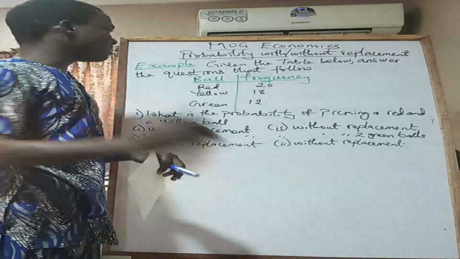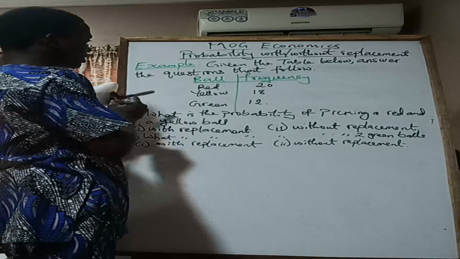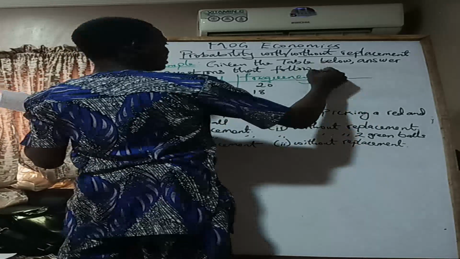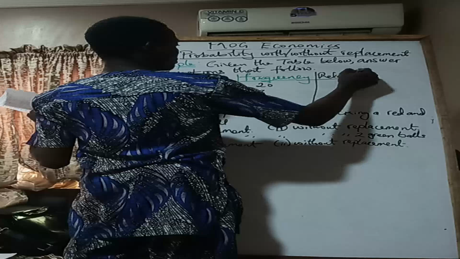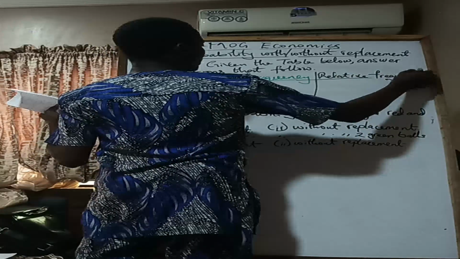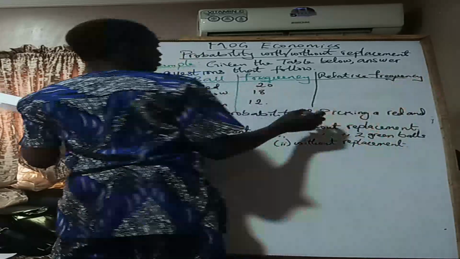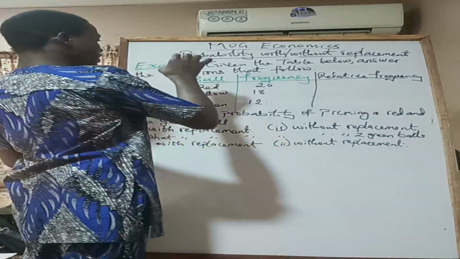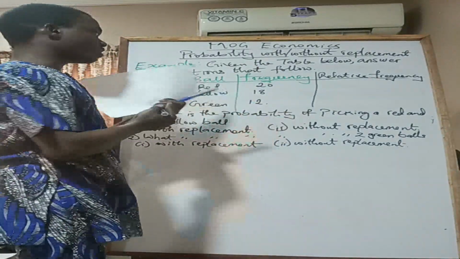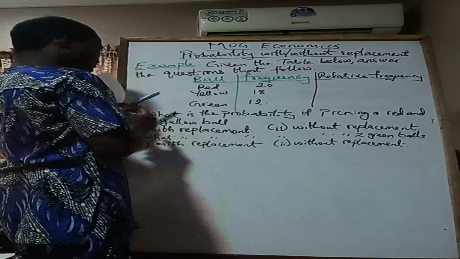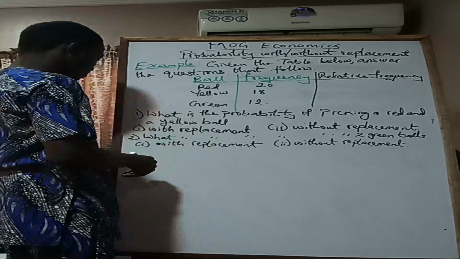Before moving into that, lest I forget, you might be given a table that, instead of a frequency, has a relative frequency. Relative frequency is already the probability of what you're looking for. So in case you don't have frequency and you just have relative frequency, it is already the probability of each of the items.